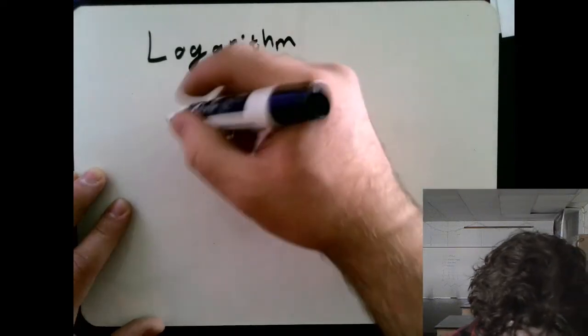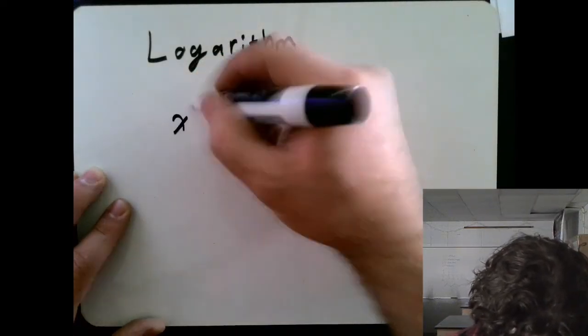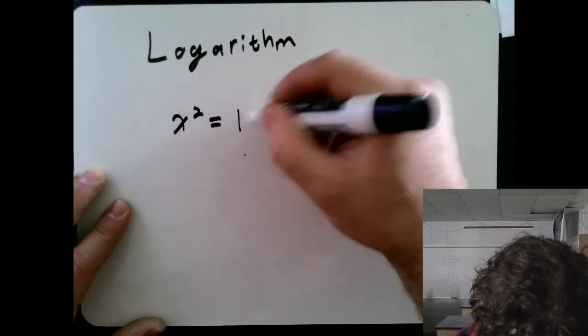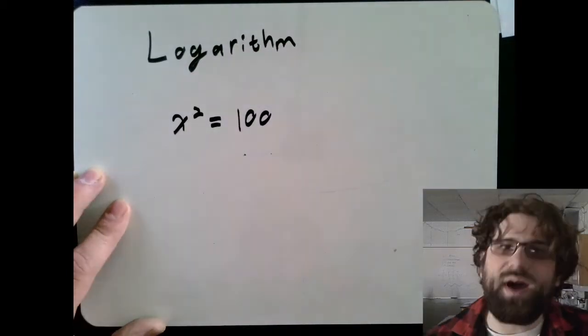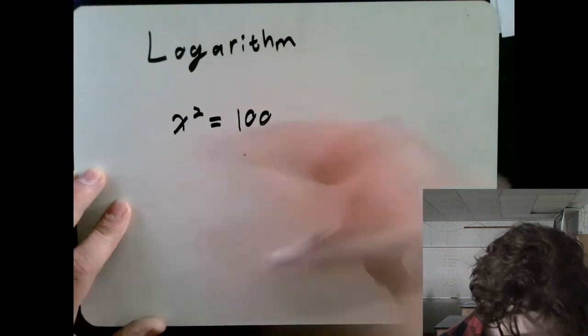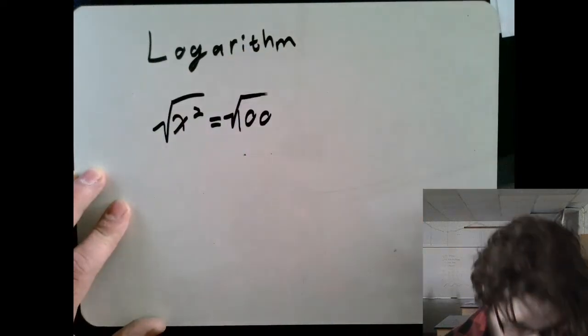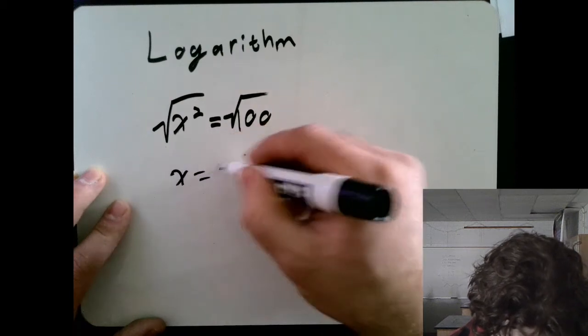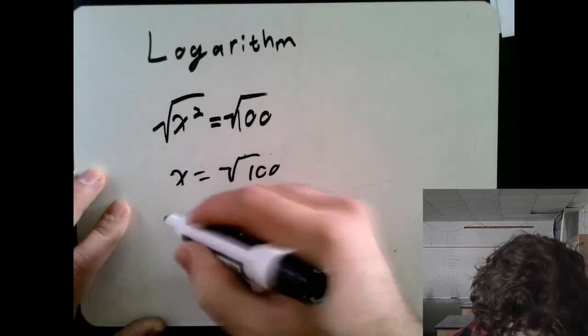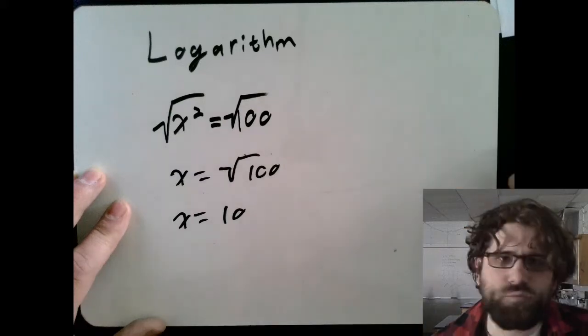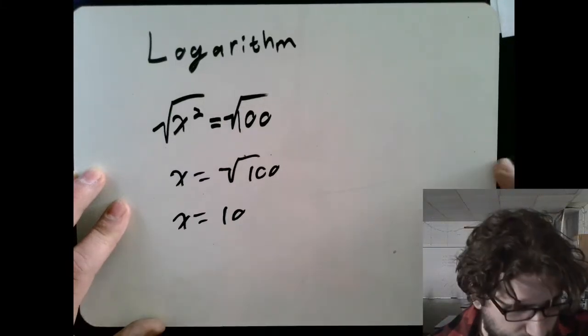So let's say I have something like x squared equals 100. How would I find x? Well, I would find x by taking the square root of both sides, right? And that would give me x equals square root of 100, which would be 10. Great. I could even do that with different kinds of roots.